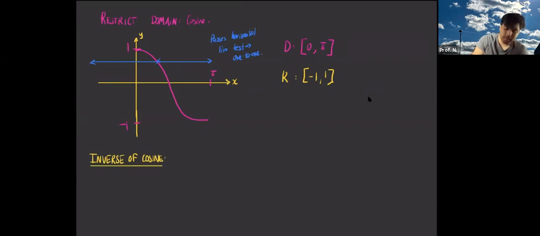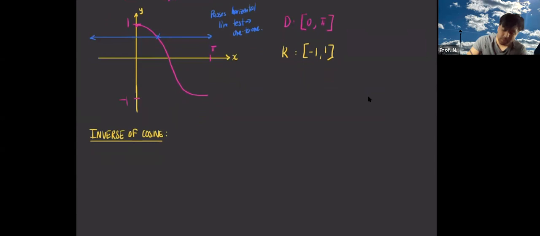What's the inverse of cosine? We switched the domain and range, right? So my domain is going to be -1 to 1 because that's the range of my original function. But now the range of my inverse function is the domain of my original function. So it's 0 to pi.